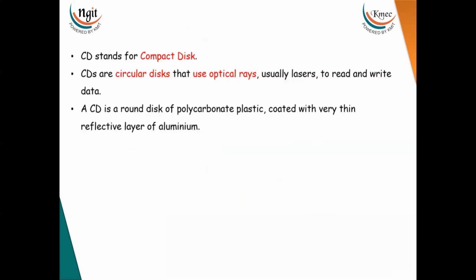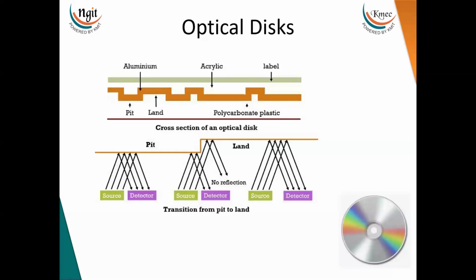Now, what does CD stand for? CD is a compact disc, and CDs are circular discs that use optical rays, usually lasers, to read and write the data. Now here you can see this is the CD. So this is the bottom layer and the other side is the top layer. Now here this is a cross section area.